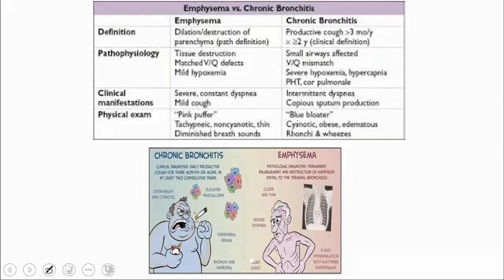So the ventilation is significantly affected. But the perfusion is okay because the alveolar walls are okay. Right? But because of this, there is a significant imbalance between the ventilation and perfusion, which causes severe hypoxia and then leads to pulmonary hypertension and heart failure. And that's why this blue bloater story comes into play. Right? There is more profound hypoxia and heart failure in these patients.